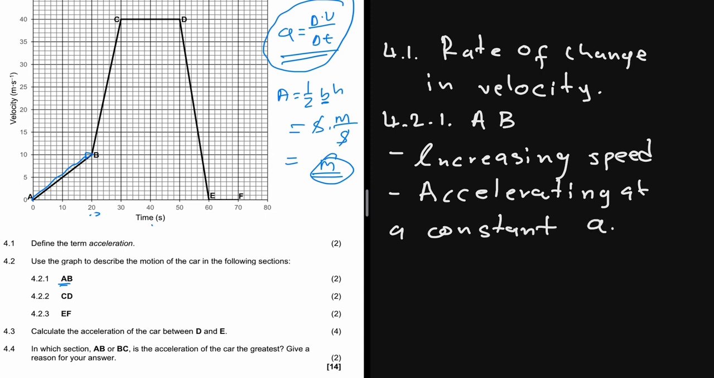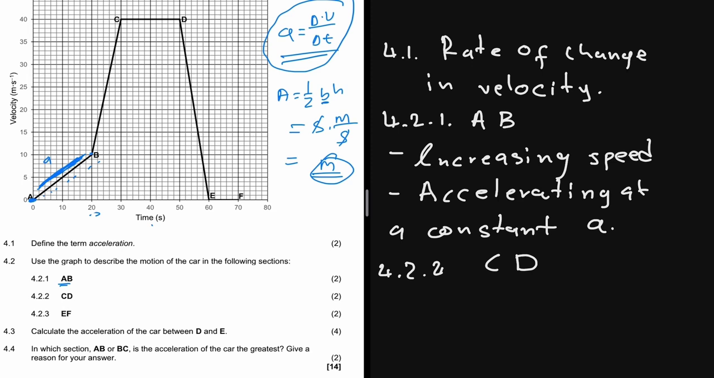Remember, you just have a straight line here. And like I said, the gradient of a velocity time graph is acceleration. So acceleration is the same throughout from A to B. The speed is increasing from 0 to 20, and the car is accelerating at a constant acceleration. Now let's describe from C to D, question 4.2.2.